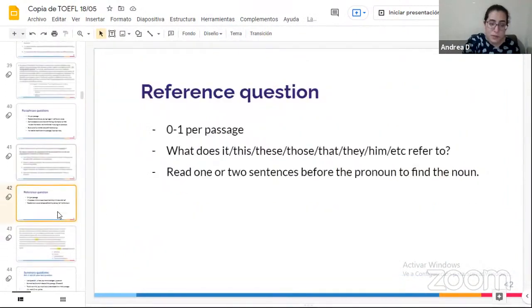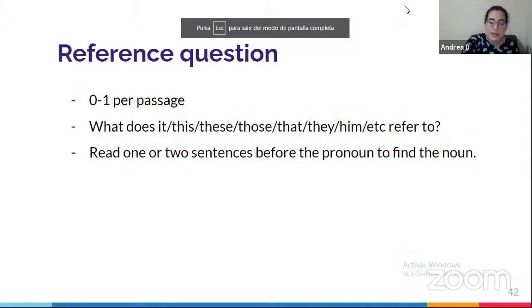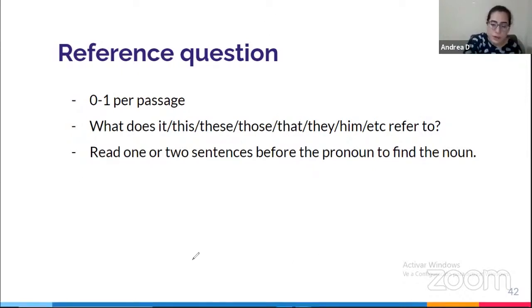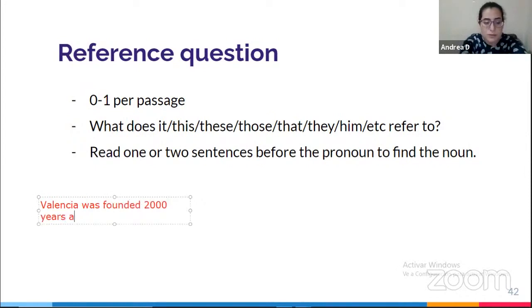Now the next one, you're gonna love this question. Reference questions. So these are the easiest ones you're gonna find. Everything you need to know here is basically what pronouns are. And pronouns are those words like I, you, he, she, it, or sometimes like these, those, that. So if we have a sentence like, Valencia was founded maybe 200 or 2000 years ago, something like this.